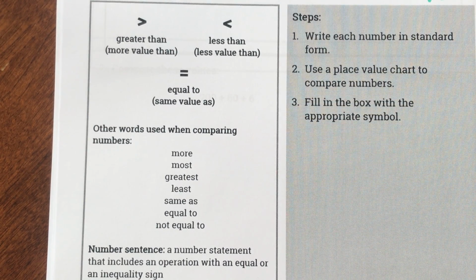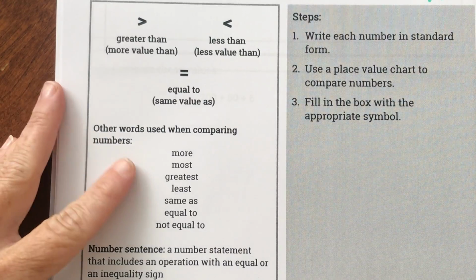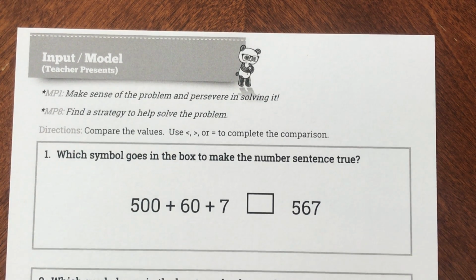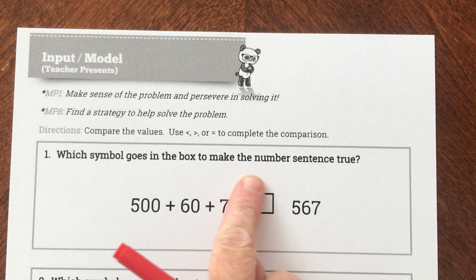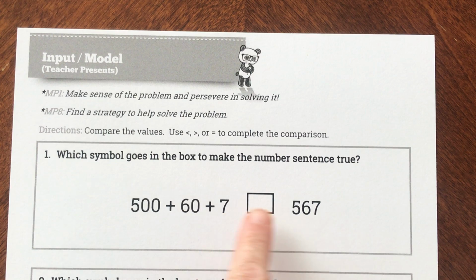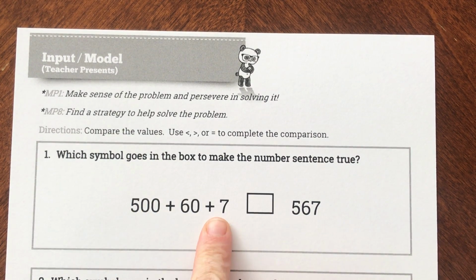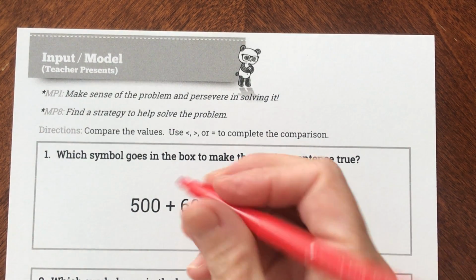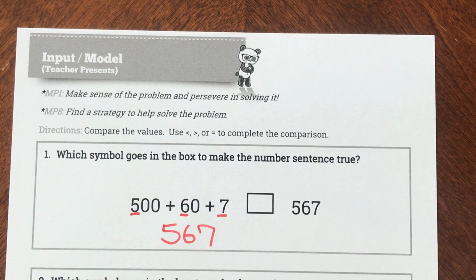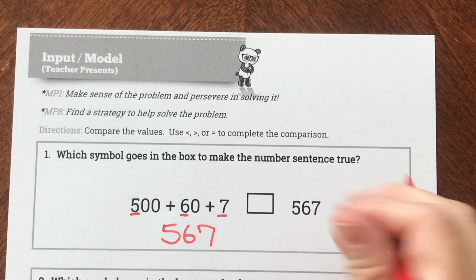Okay, so I'm going to get started right away with my red pen if you want to watch me. Here is my first problem. It says, which symbol goes in the box to make the number sentence true? 500 plus 60 plus 7 compared to 567. I can do a couple different strategies, but the first thing I need to do is they have to be in the same form. I can't compare expanded form to standard form. So I'm going to change my expanded form to standard form. Okay, now I can compare them.